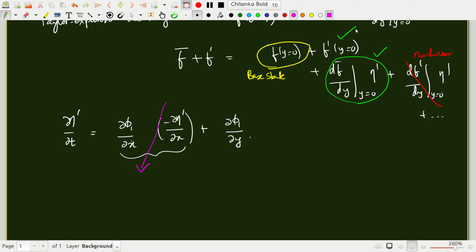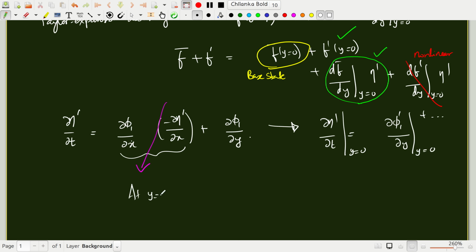So essentially what you will have after linearizing is ∂η'/∂t is equal to, at y equal to 0, ∂φ1'/∂y at y equal to 0. So at y equal to 0, now I'm going to put η'(x,t) as η cap e to the i k x times e to the minus i ω t.